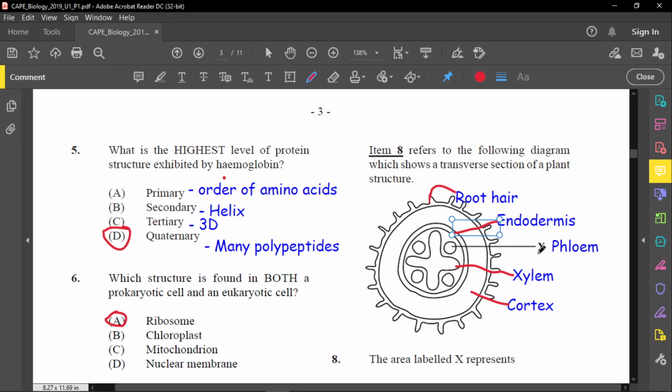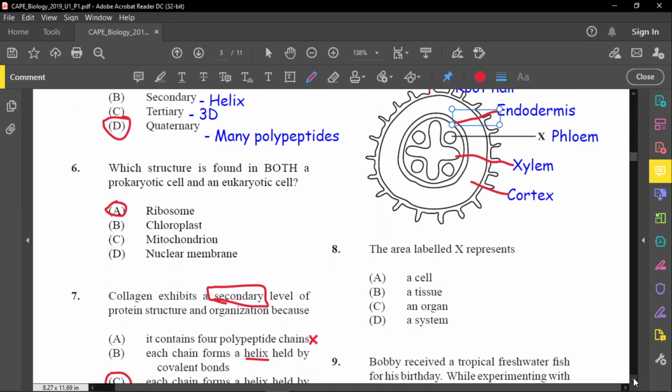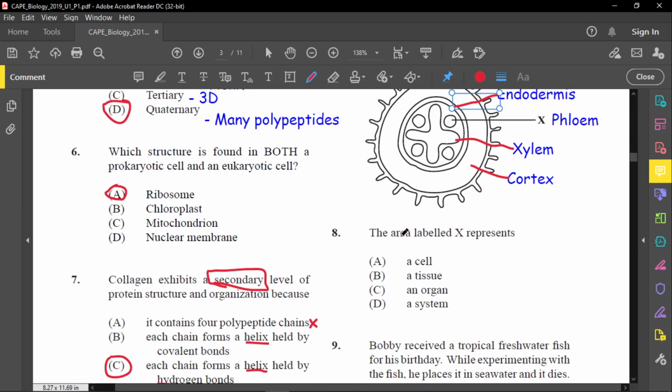So the phloem is X. So it said the area labeled X represents what? And so X has to be the phloem. Okay, that's not what it is asking here. It said it represents, it didn't give a name. So let's re-examine this question.